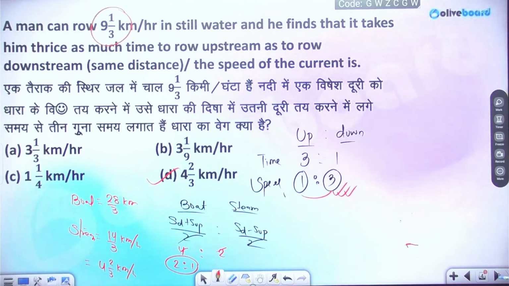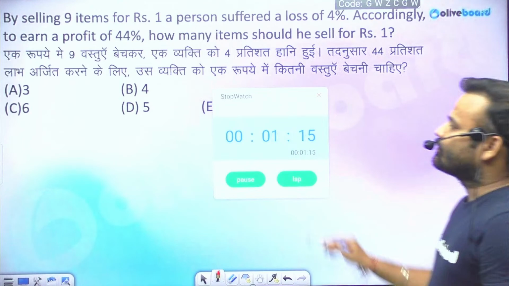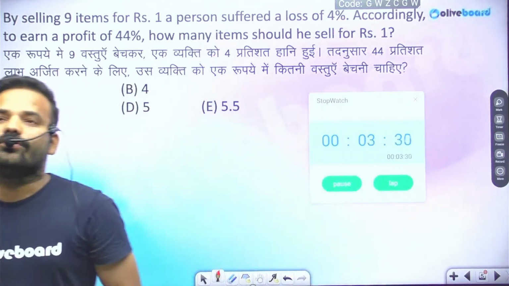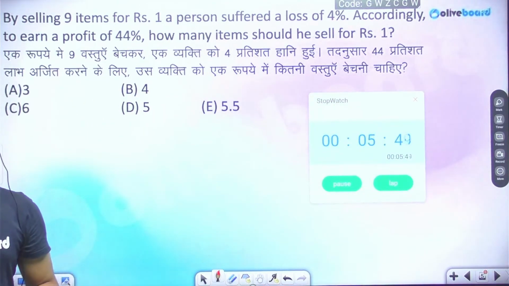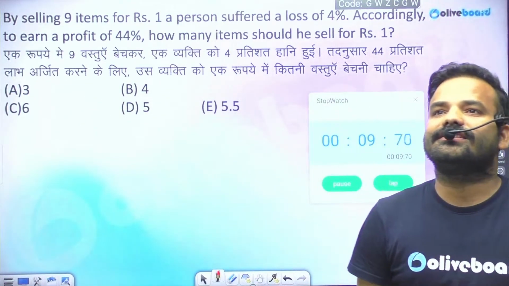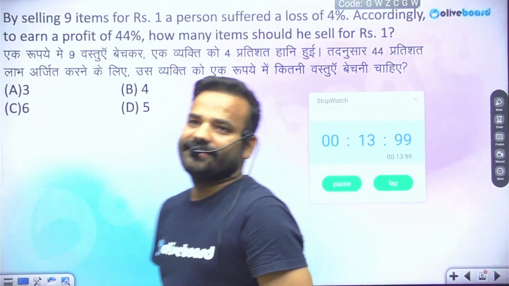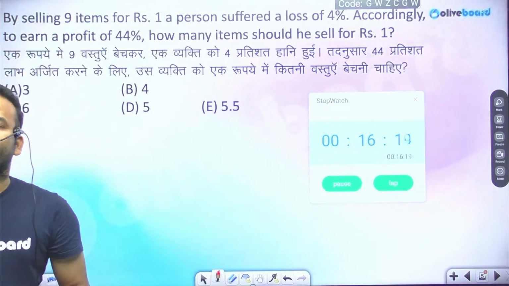Okay. Next question. Maggie khani hai zarur. This is the question of profit and loss. Let's see who is doing it. The question of profit and loss. Let's see who is doing it.